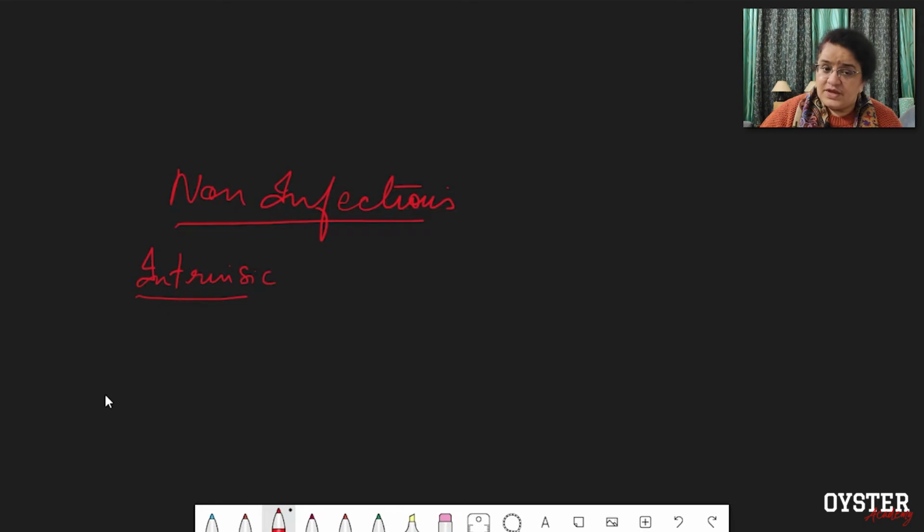How? Let us see the first example of non-infectious diseases, like cancer. Cancer cannot be caused by any pathogen. Cancer is not caused by any worm. And once a patient is infected with cancer, this cancer is non-transferable. It is non-communicable. It cannot be transferred from a sick person to a healthy person. Right? So cancer is a non-infectious disease.